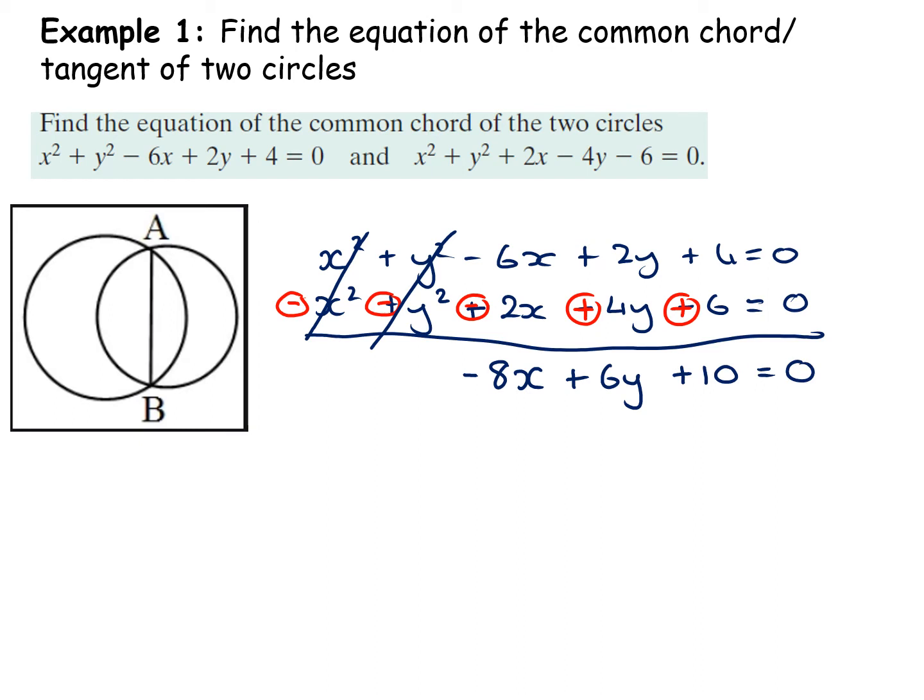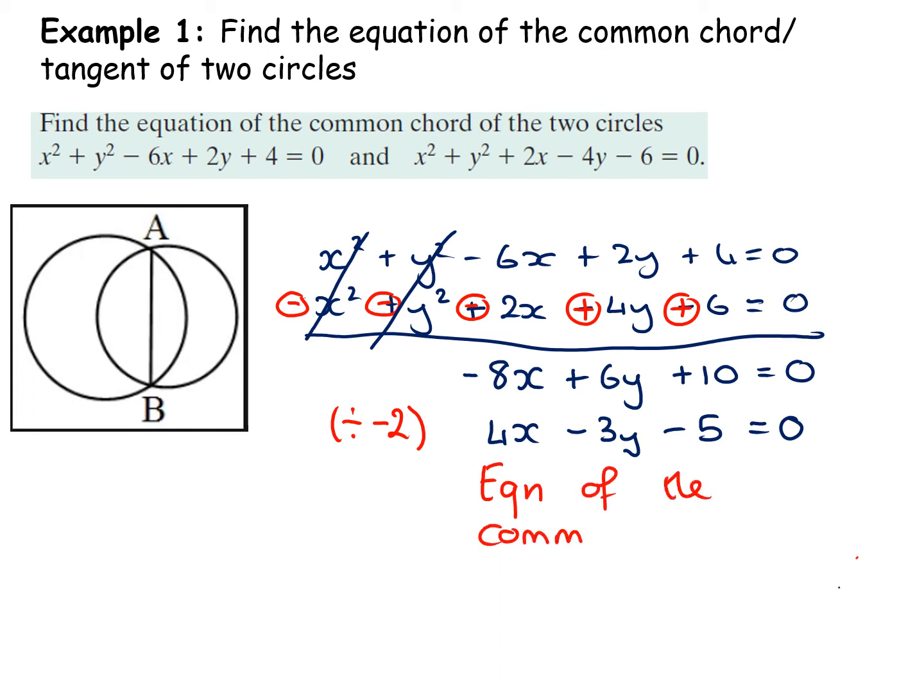Now, I wouldn't leave it in this format for a few different reasons. The first being that there's a minus in the front, and also that it can be simplified. So if we want to simplify this down, you can see hopefully that there is a 2 that's common. So I'm going to divide across by minus 2, which will give me 4x minus 3y minus 5 equals 0. And that is the equation of the common chord.